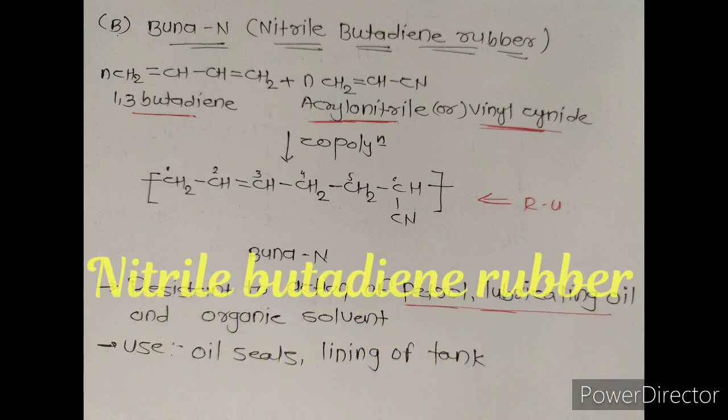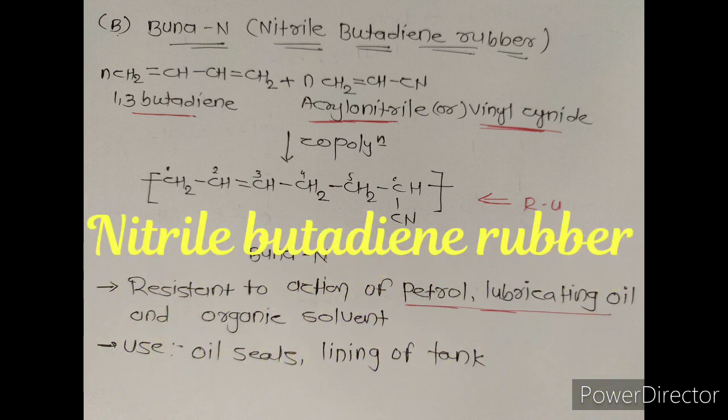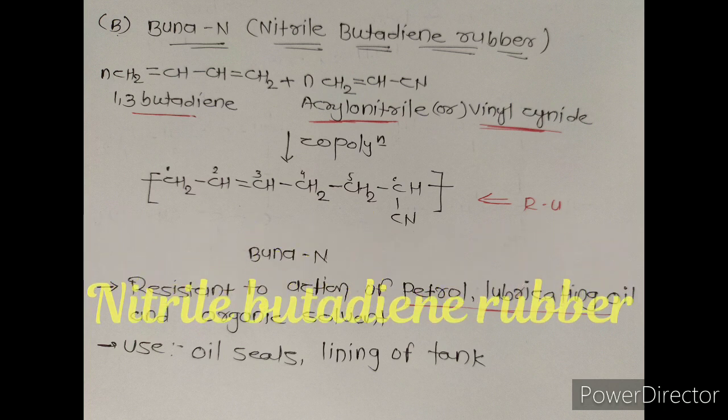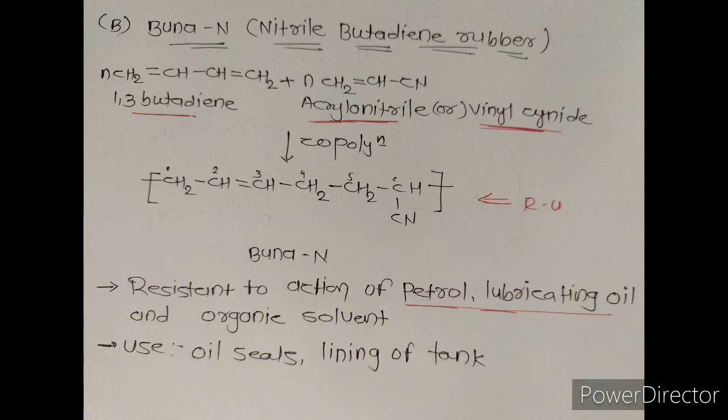Next synthetic polymer is Buna-N. Buna-N means nitrile butadiene rubber. Here two monomers, 1,3-butadiene and acrylonitrile, undergo polymerization reaction, then it forms nitrile butadiene rubber. Properties. This polymer possesses resistance towards petrol and lubricating oil, and also resists organic solvent. This polymer is used to prepare oil seals and tank lining. This topic is also important for theory as well as MCQ.